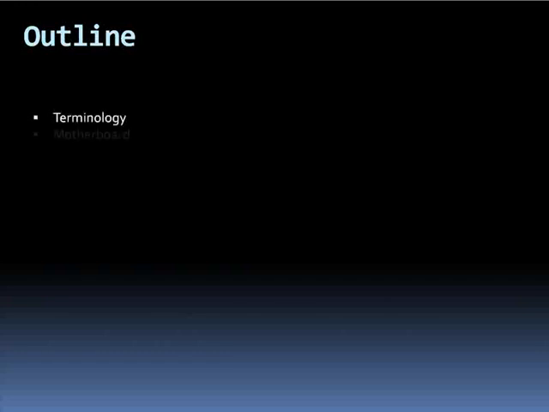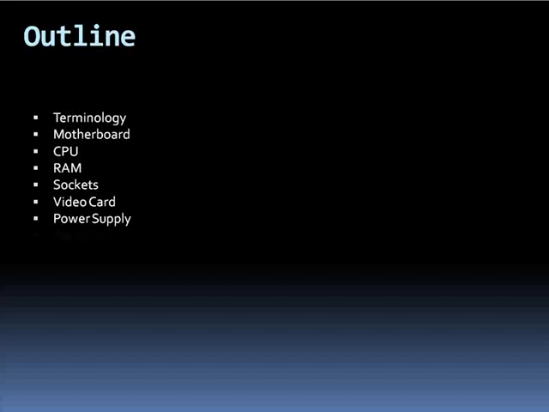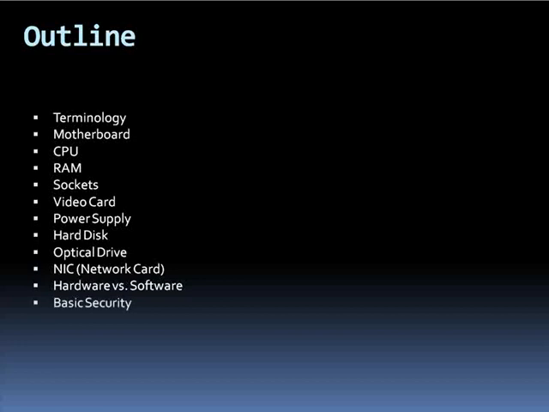First, we're going to look at some terminology. We're going to look at motherboards, what a motherboard is, and explain about it. We're going to look at the CPU, the RAM, the sockets, the video card, the power supply, the hard disk, optical drive, network card, hardware versus software, and some basic security.